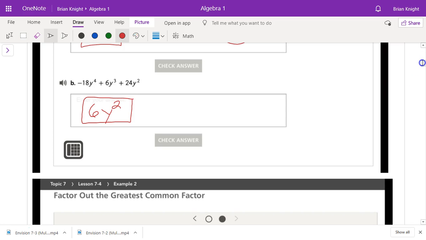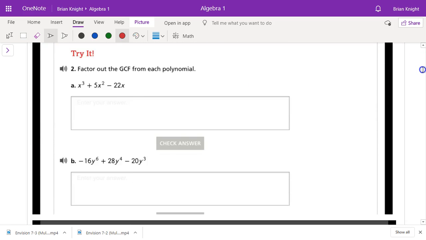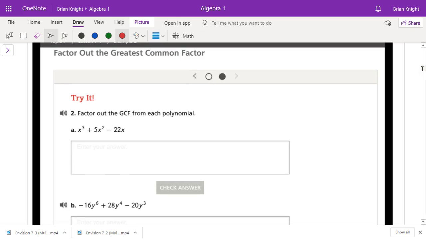Moving on. This time, we are factoring out the greatest common factor.